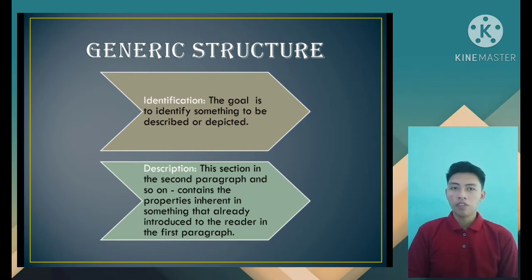In brief, identification serves to introduce the reader to the object or something that we will describe before we tell about its properties. The second is description, usually in the second paragraph and so on. It contains the properties inherent in something that was already introduced to the reader in the first paragraph.